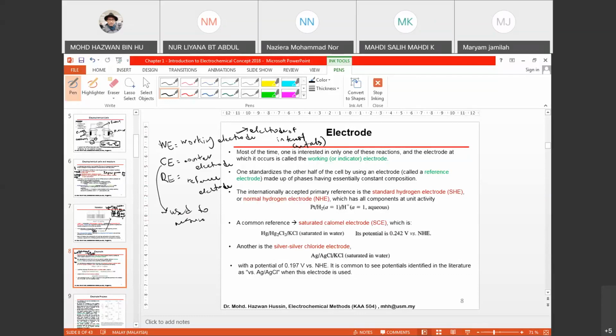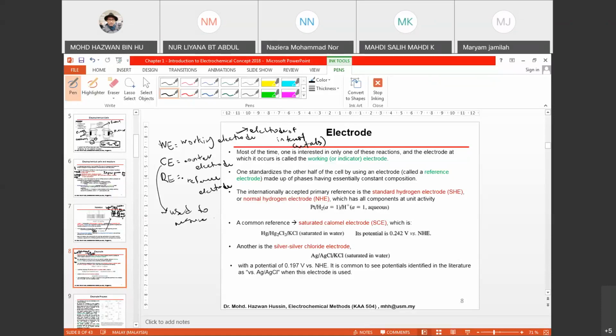measure what? Anyone knows? Counter electrode. It is used to measure what? Siapa tahu? Nazira. Kita tanya Nazira. Nazira banyak jawab tadi. Nazira tahu? Tak ingat dah.